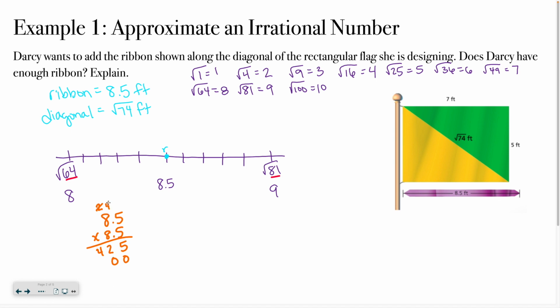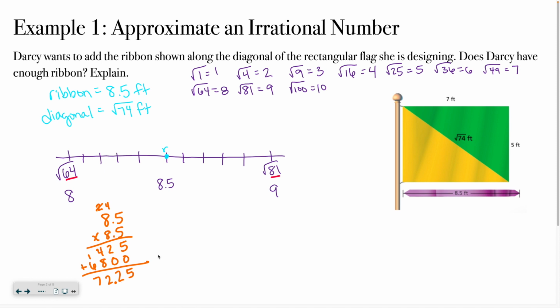8 times 8 is 64, plus 4 is 68. So if I were to add those two together, 5 plus 0 is 5, 2 plus 0 is 2, 4 plus 8 is 12, so I carry the 1. 1 plus 6 is 7. I have 2 digits behind the decimal place, so I need 2 digits behind the decimal place.